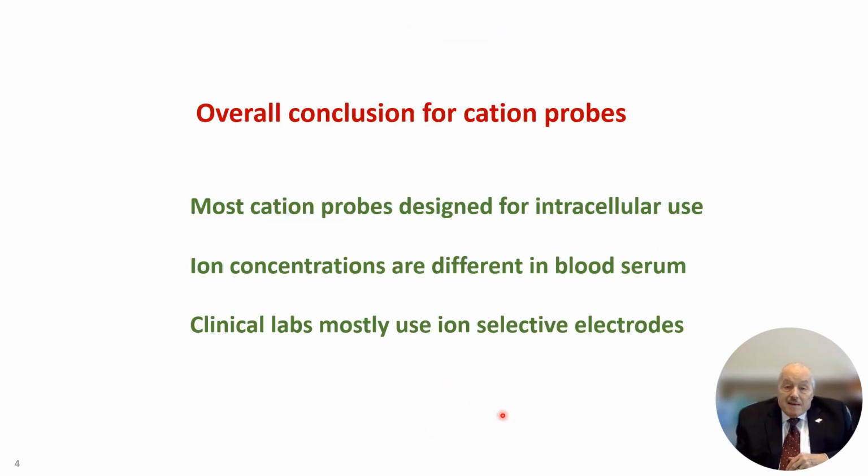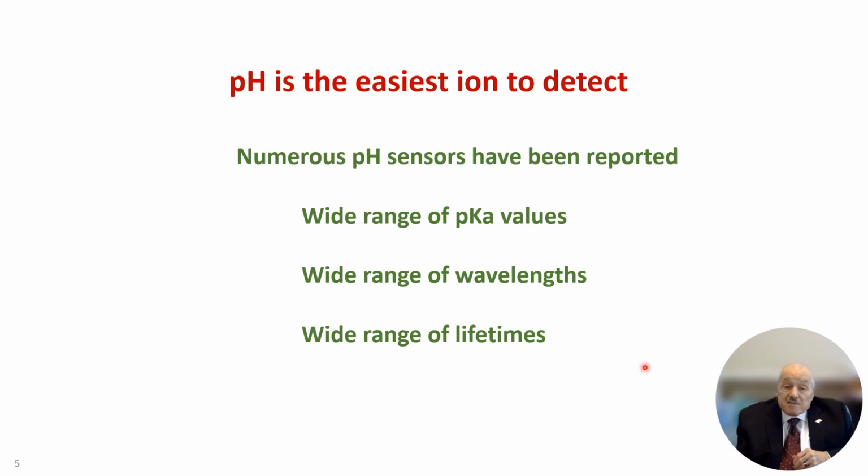I'm going to give you a somewhat pessimistic overall conclusion for cation probes. Most of the probes are designed for intracellular use. The ion concentrations are different in blood serum, so many of the probes are not useful in blood serum, and clinical labs typically do not use fluorescence, but rather they use ion selective electrodes to do their measurements. So we won't be focusing too much on clinical considerations. Okay, let's start with the ions.